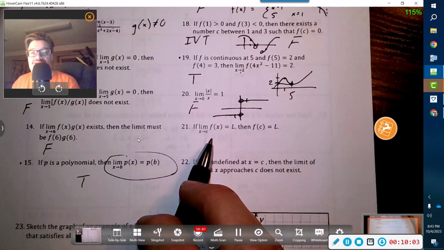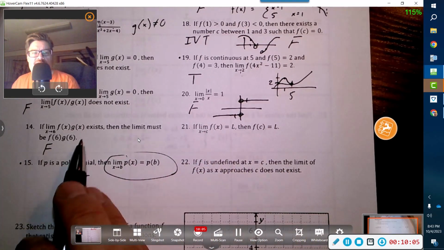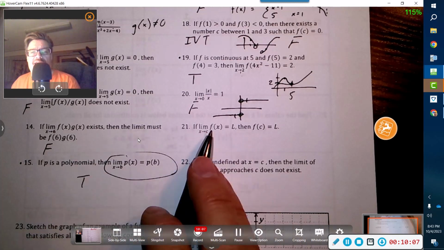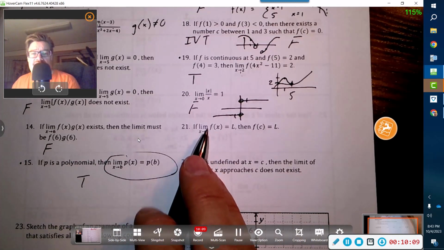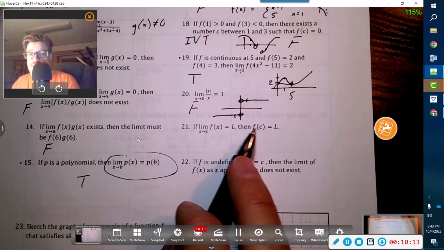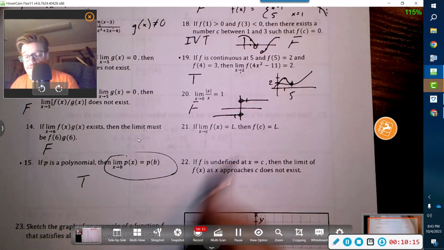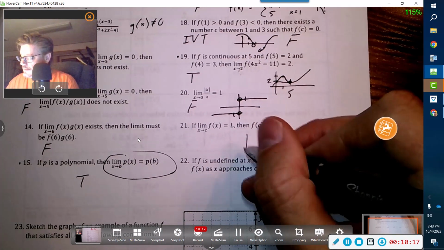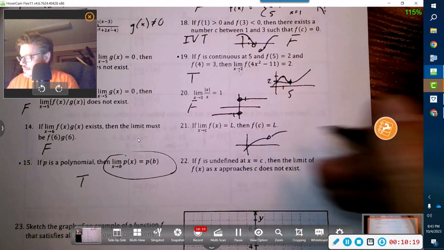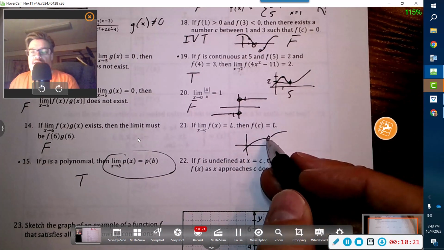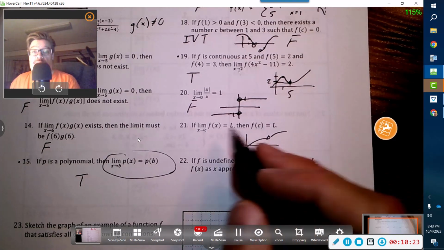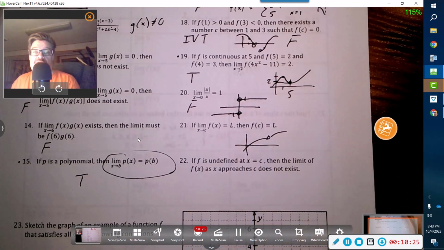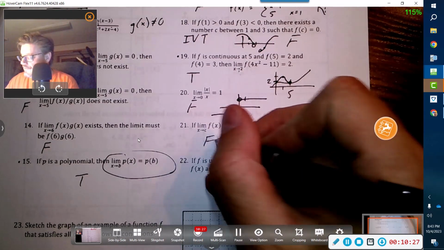All right, so this guy right here is actually connected to this guy. If the limit of f of x as x approaches c is L, then when I plug in c, shouldn't I get L? And the answer is no, of course not, because we could have a hole. Okay, so this guy, f of c, does not exist, but the limit does exist. So this guy is actually false.